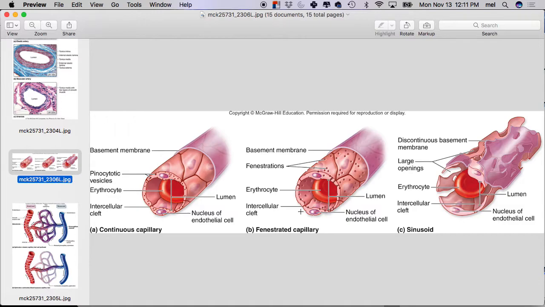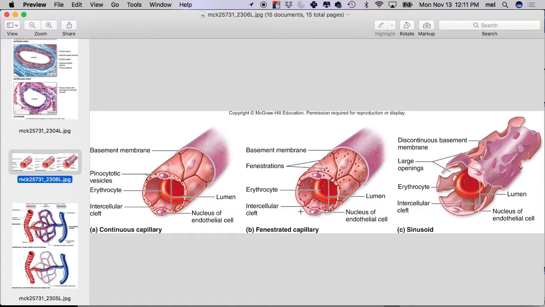So we've got 3 different categories of capillaries. The first one is called a continuous capillary, and although you can't see it there, I want you to imagine that between every single one of those cells, there are tight junctions. That means that if anything wants to get from the capillary into the surrounding tissue, it can't go between the cells, it has to go through the cells, right? So you have a lot of control of what is transported in and out of the tissue.